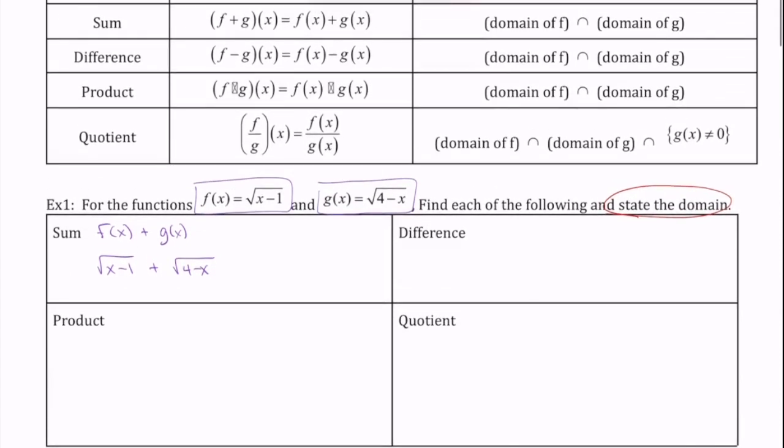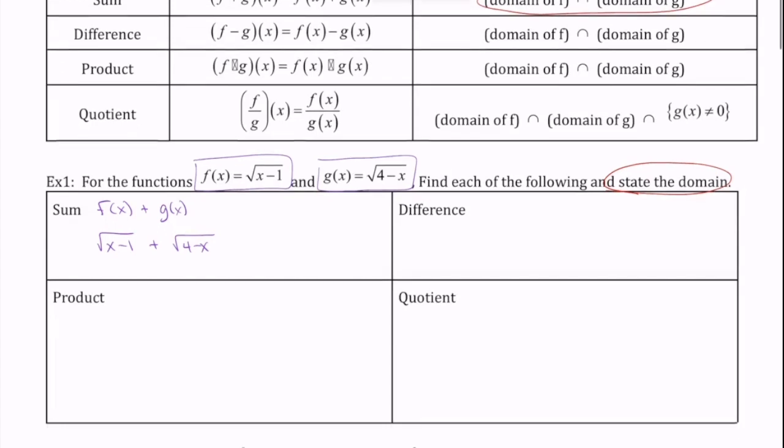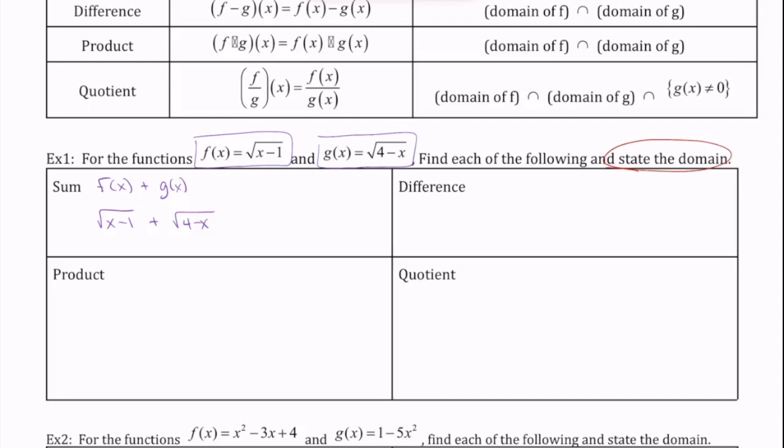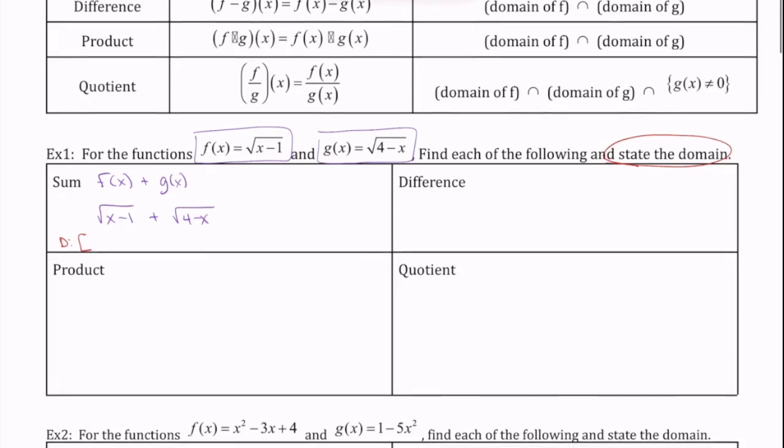So if we look here, you have the domain of f intersects with the domain of g. All right, so let's think about this for a second. So the domain of f here, if we look at these individually. My x values can't be less than 0, so it can't be negative. So 1 would work, right? 1 minus 1 is 0, that would work. 2, 3, 1.5, anything from 1 to infinity here.